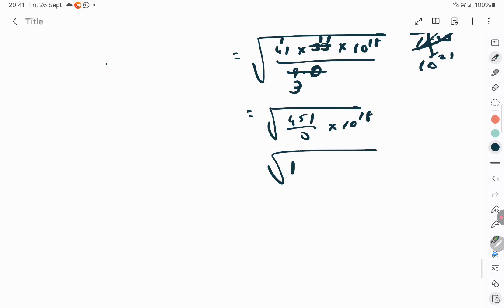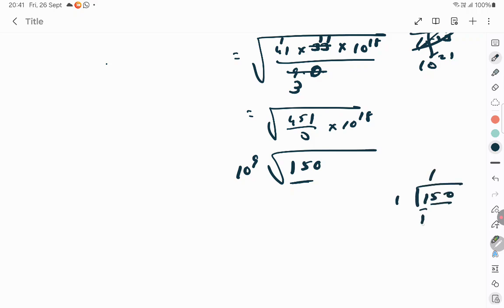Okay, 3 ones are 3. 5 threes are 15. And a 0. And again 3. Just forget it. I can approximate to 150. Into 150, and this can come out as 10 to the power 9. A square root of 150.